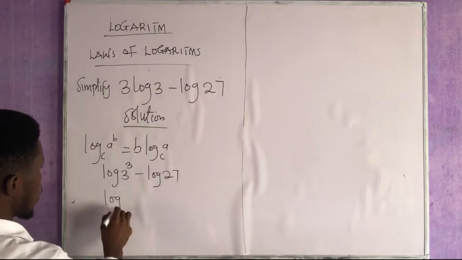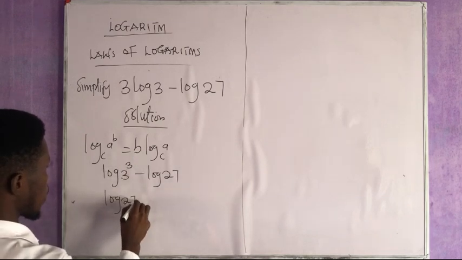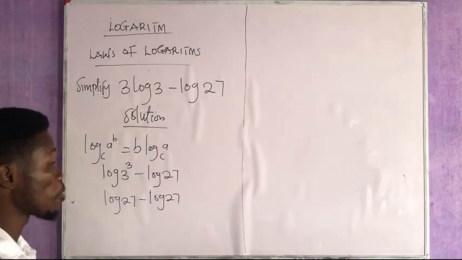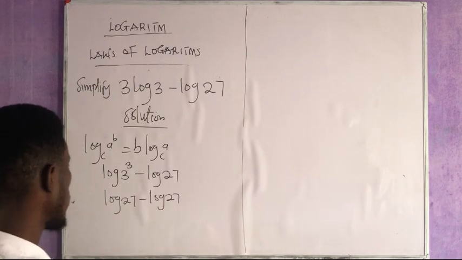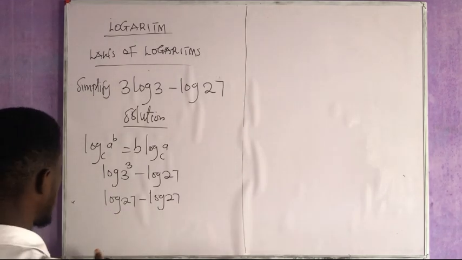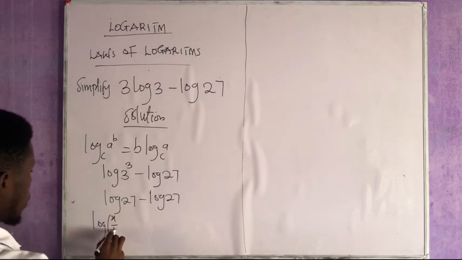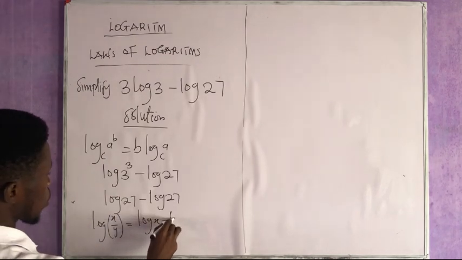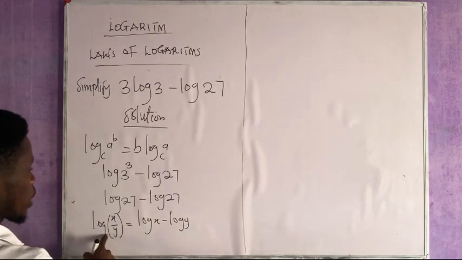But we know that 3 to the power 3 is 27, minus log 27. I know that some of you will just write 0, yes the answer is 0, but you need to apply the law. What law are you going to apply here? You are going to apply x over y, you can write it as log x minus log y. Please, I'm not writing the base because I'm considering base 10.